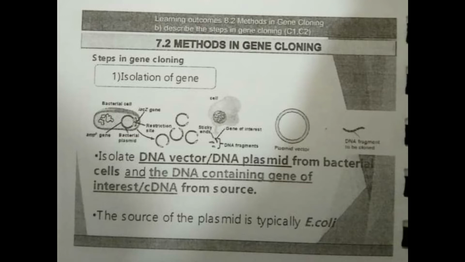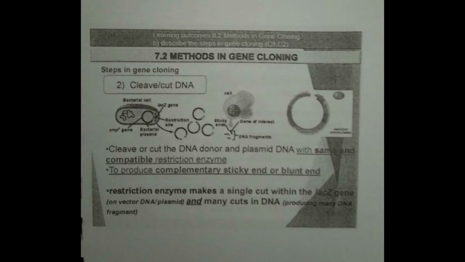Usually, the source of the plasmid is typically E. coli. After the isolation, we'll move to the next step, which is to cut the DNA. We will cut the DNA donor and plasmid DNA with the same and compatible restriction enzyme so as to produce complementary sticky ends or blunt ends.